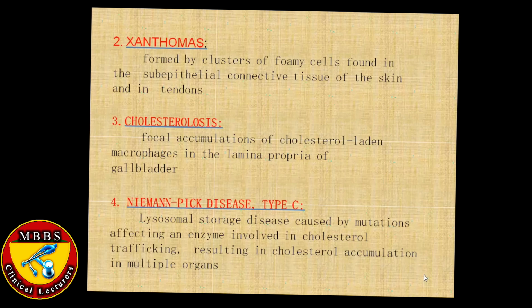Xanthoma is formed by clusters of foamy cells found in the subepithelial connective tissue of the skin and in the tendon, which we have already discussed. Cholesterolosis. What is cholesterolosis? This is a focal accumulation of cholesterol-laden macrophages in the lamina propria of the gallbladder. That diagram I will show in a later slide. And Niemann-Pick disease type C is also a lysosomal storage disease, caused by mutation affecting an enzyme involved in cholesterol trafficking, one of the enzymes that helps in cholesterol metabolism, resulting in cholesterol accumulation in multiple organs.